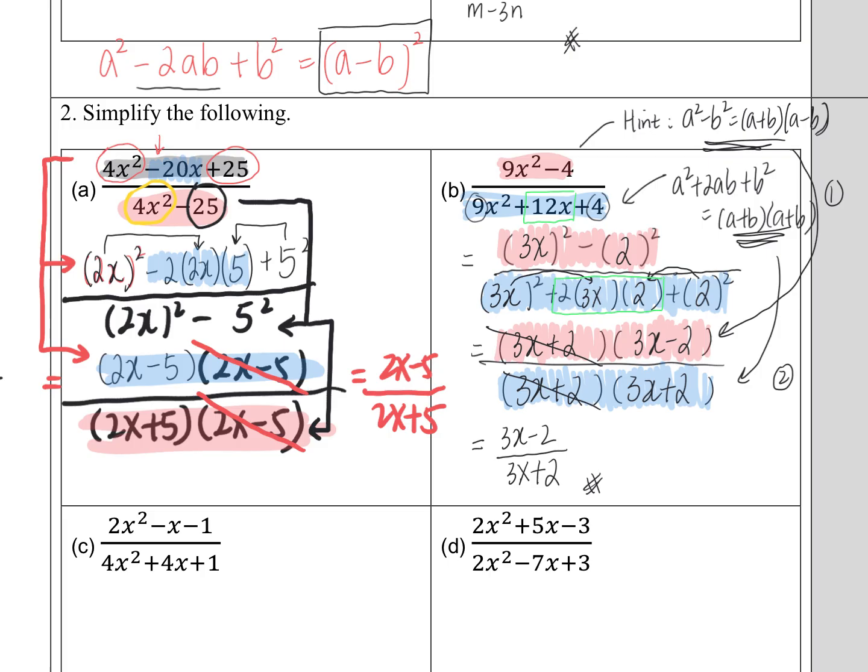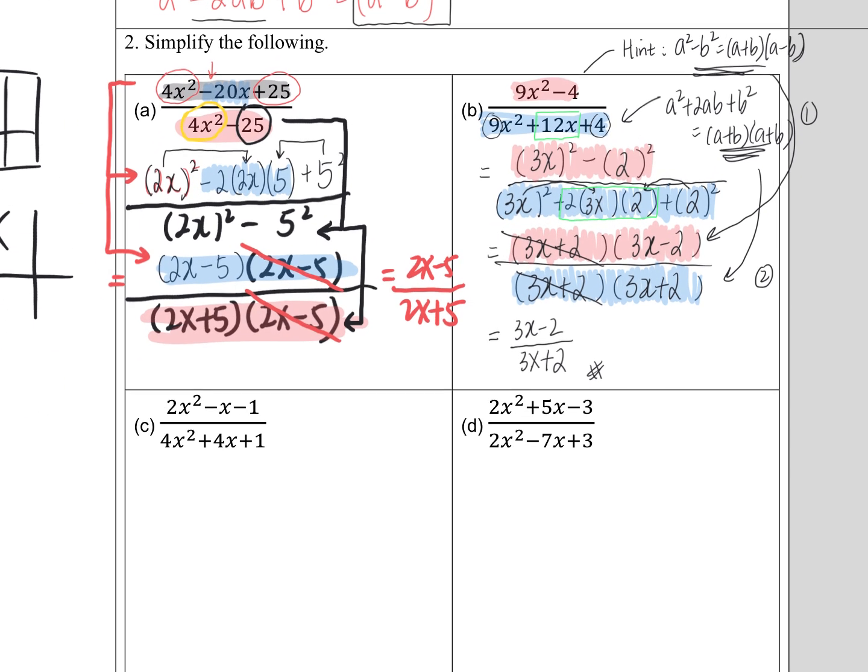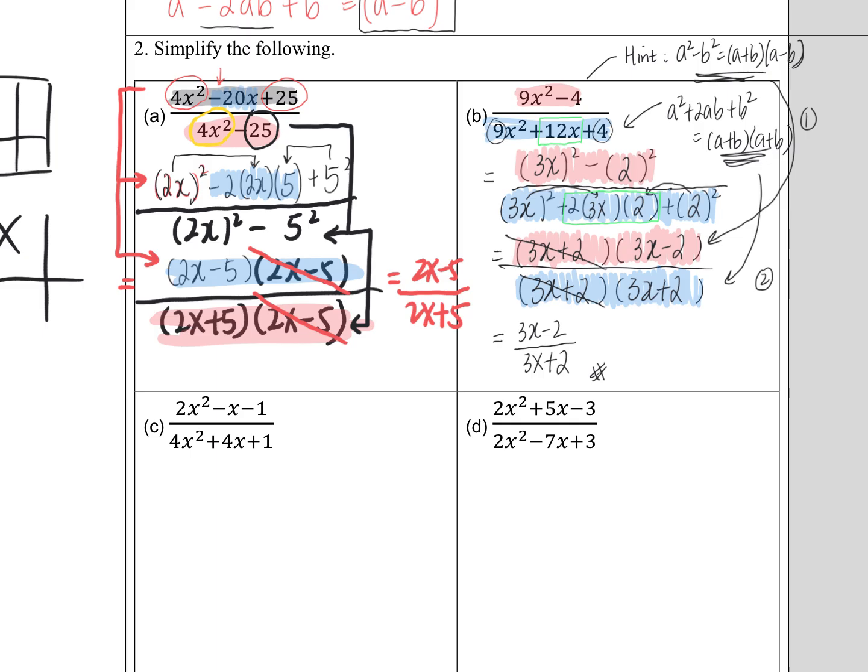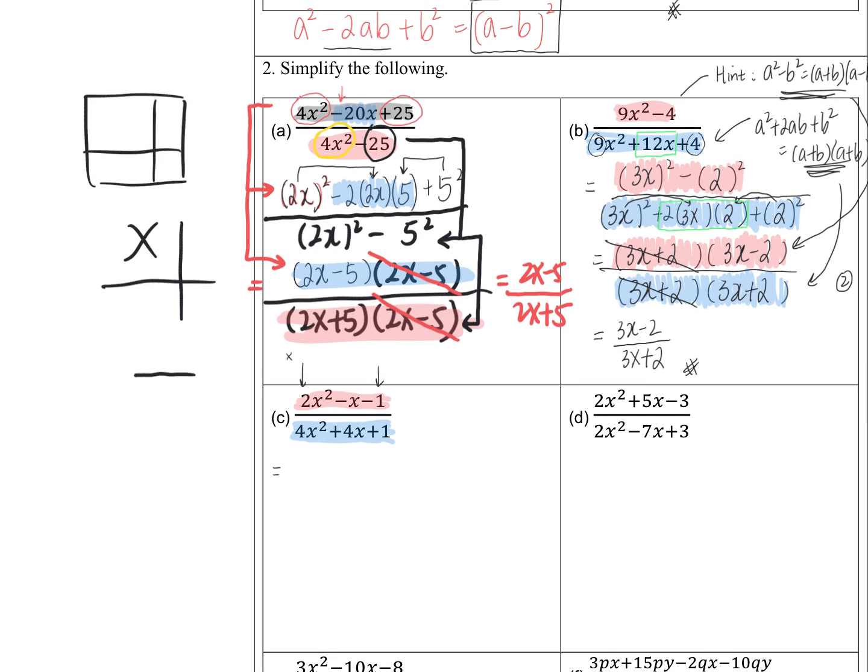Okay. Let's try C. Okay, this one let's separate it. So the red one and the blue one. You can highlight if it helps you. Okay, the red one, I cannot use special product rule because they are both not perfect squares. This one is a perfect square, but this one is not. So I cannot use the special product rule. I must go back to this one or your calculator.